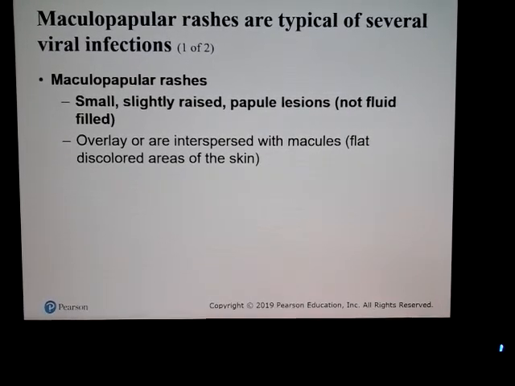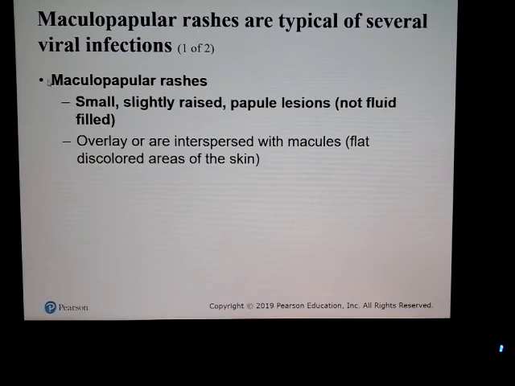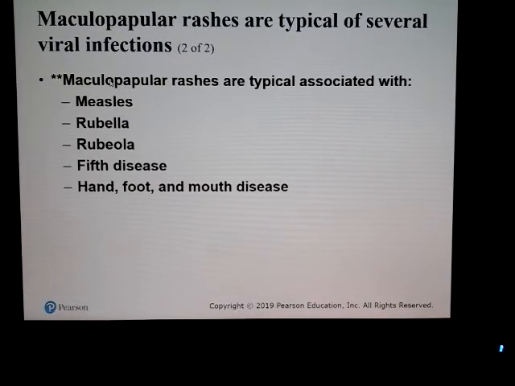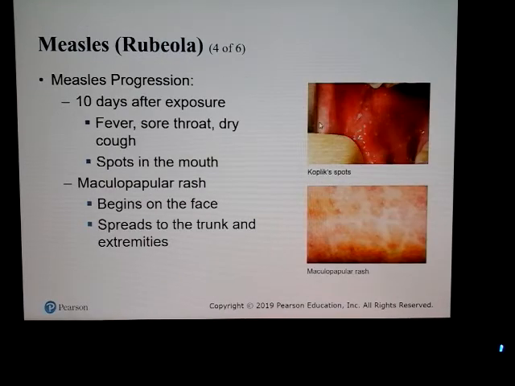Now, some other types of infections of the skin are known as maculopapular rashes. These are small, slightly raised papular lesions. These are not fluid-filled, guys. They're flat, discolored areas of the skin. Please note that there are 5 main types of maculopapular rashes. They're listed here, so please know measles, rubella, rubeola, fifth disease, hand, foot, and mouth disease. All 5 of these are types of maculopapular rashes.